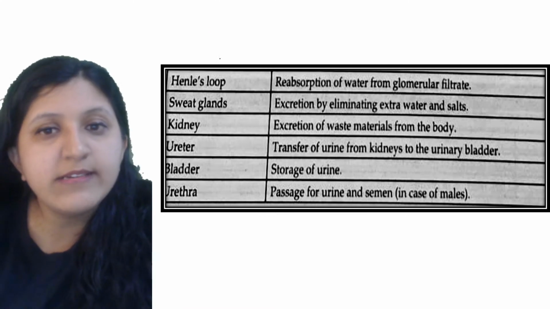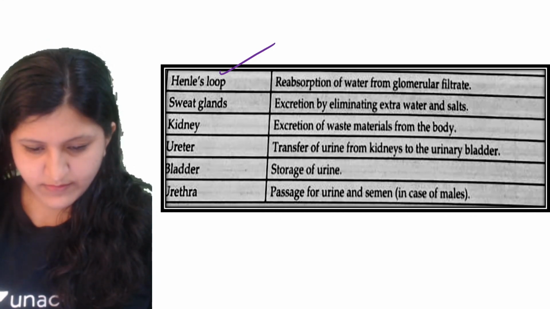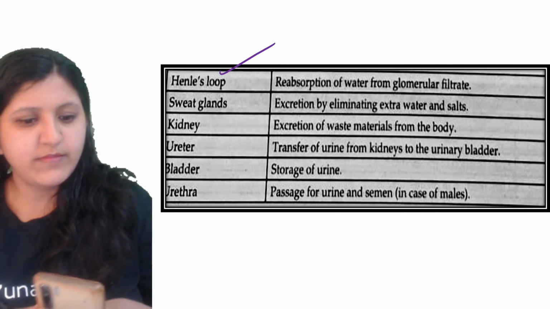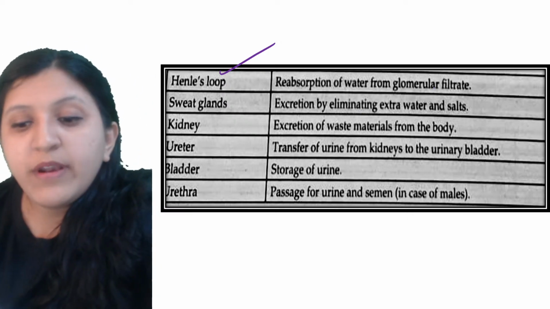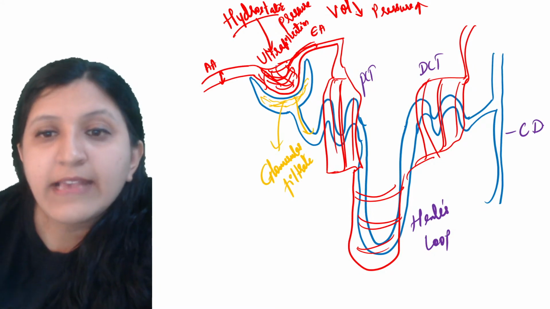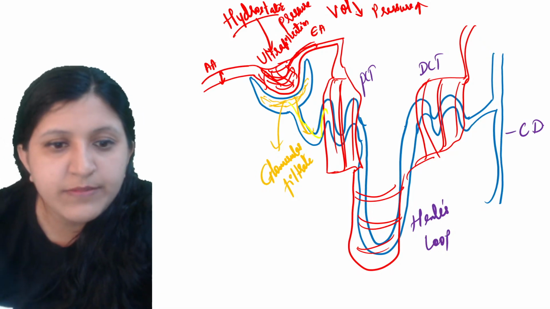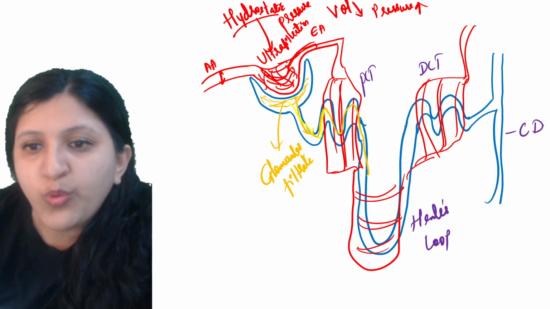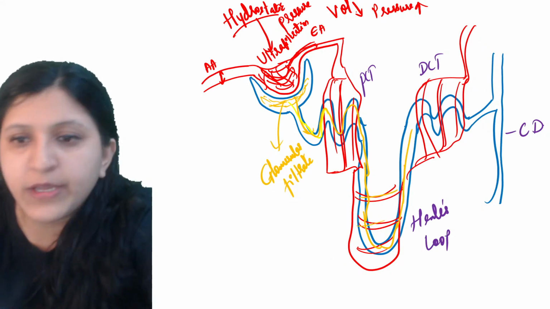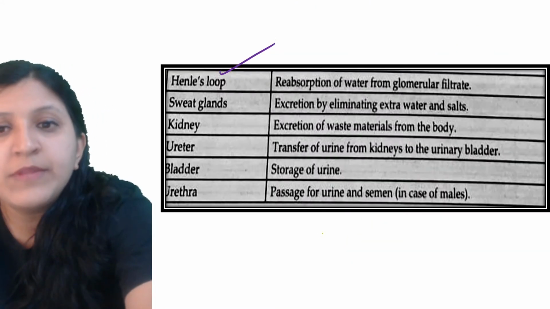So what exactly does the Henle's loop do? In Henle's loop there is reabsorption of water from the glomerular filtrate. As the glomerular filtrate moves down through Henle's loop, you can see that there are capillaries over here, so the reabsorption process will occur. Reabsorption of water occurs at the Henle's loop.